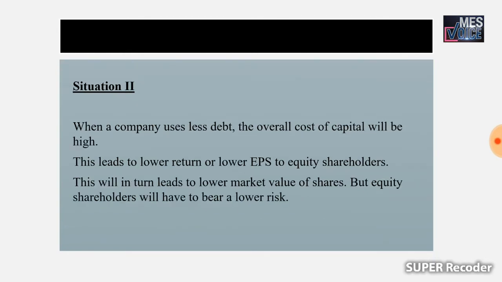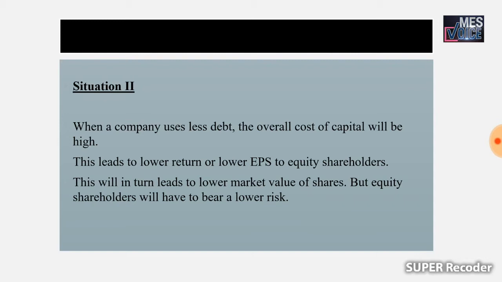Then see situation 2. The company uses less debt. The overall cost of capital will be high. That leads to lower return, lower EPS to equity shareholders. This lowers the market value of shares, and equity shareholders will have to bear lower risk. So, the value should be at its maximum and the cost should be at the minimum.